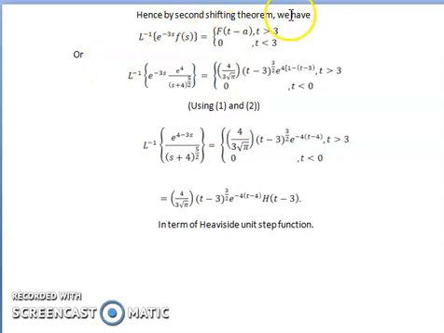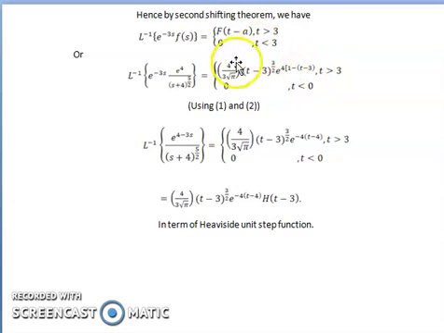Hence, by the second shifting theorem, L inverse of e to the power minus 3s of F(s) can be written as f(t minus a) when t is greater than a, here 3, and 0 when t is less than 3. So on substituting in the form of function f(t minus a), it becomes 4 by 3 root pi (t minus 3) to the power 3 by 2 e to the power 4 of (1 minus (t minus 3)).